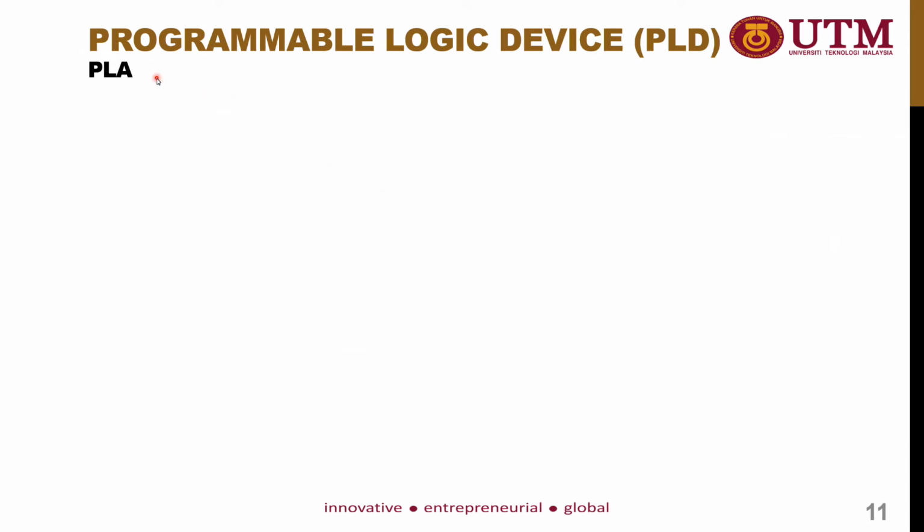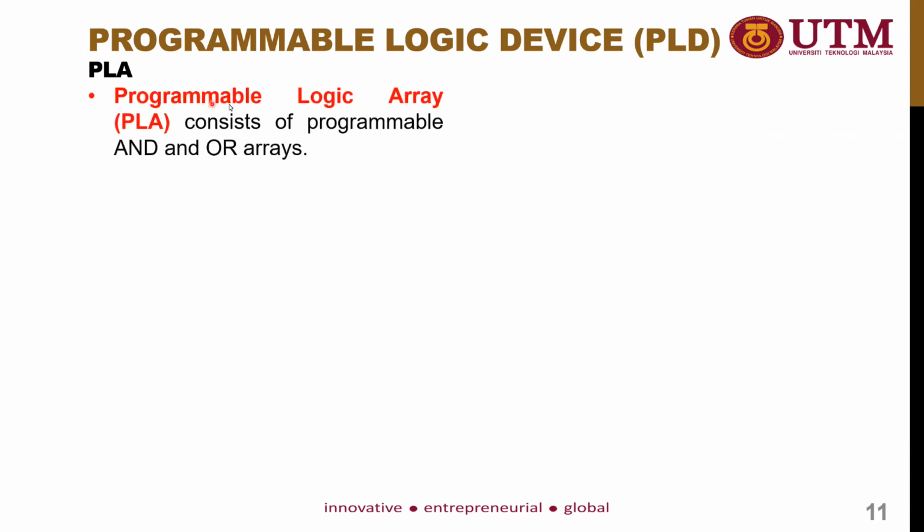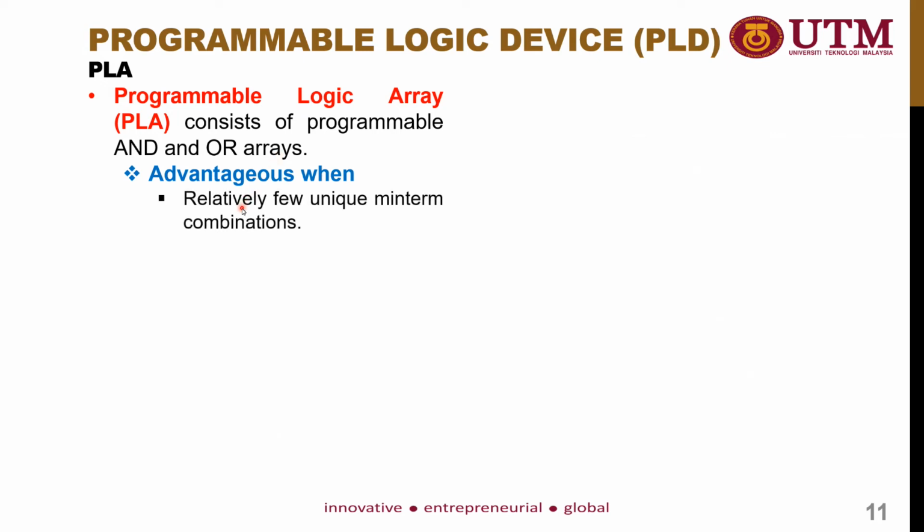So first we go through the PLA. The Programmable Logic Array, PLA, consists of programmable AND and OR arrays. So both arrays are programmable. This PLA is advantageous when there are relatively few unique min-term combinations. Okay, so if our circuit requires only a few unique min-terms, then this device is very advantageous to use. All right. So many min-terms are shared among the output functions.